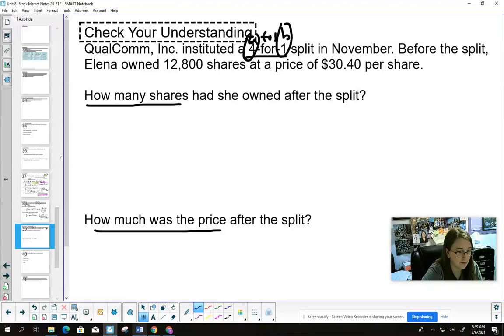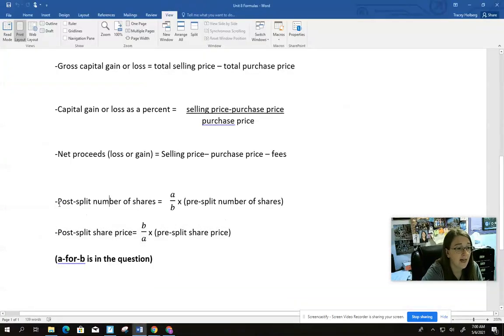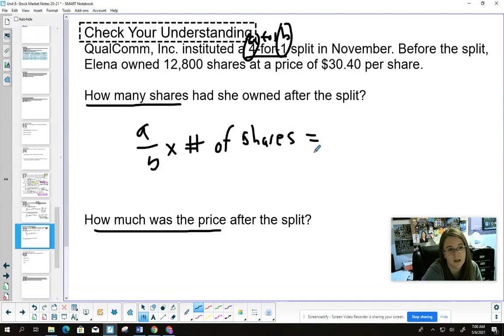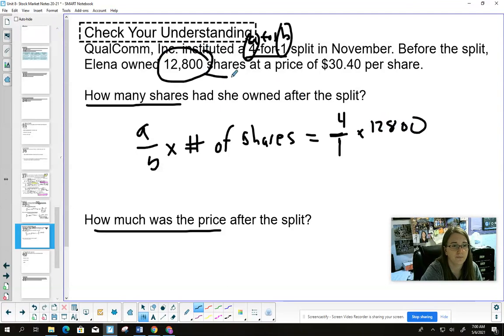How many shares? I'm going to check my formula sheet. That is A over B. Yes, I know, in the last two problems, it was the B over A formula first. Doesn't matter. We do what it says to do. We don't just assume it's going to be the same every time. Okay, but this is going to be 4 over 1. And I'm going to be careful here. Now, because this is a smaller number, I'm going to go ahead and use 12,800. That is the number of shares.